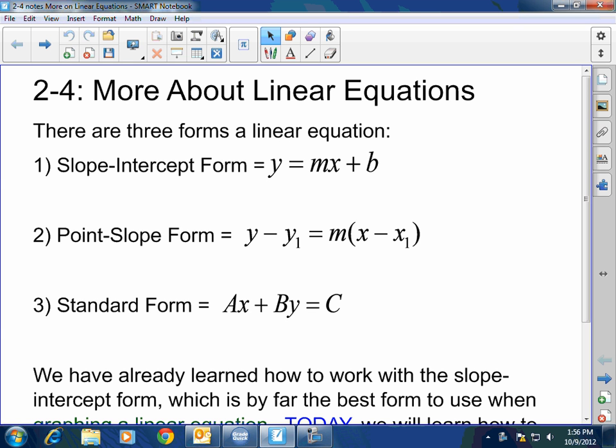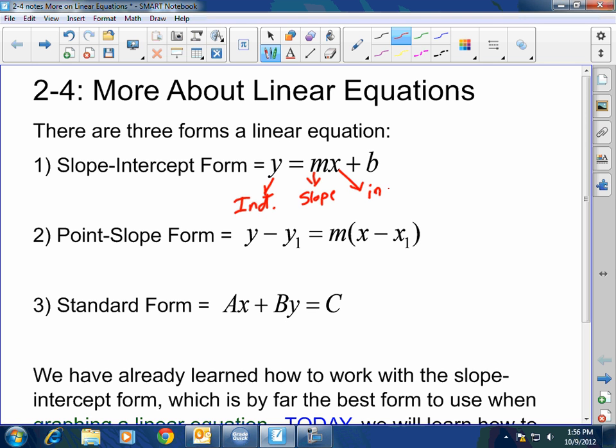Now, there are three forms of linear equations. Okay? You have the slope-intercept form where y is the independent, we know that. M is the slope, that's rise over run, we know that. X is independent, we know that. And B is your y-intercept, we know that. Okay, we have already worked all of that.